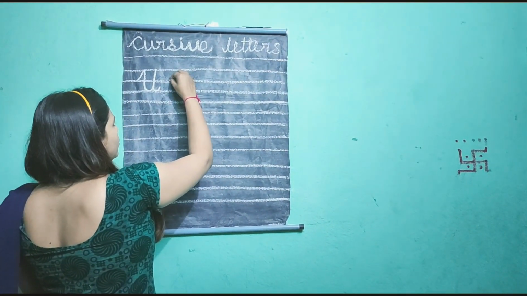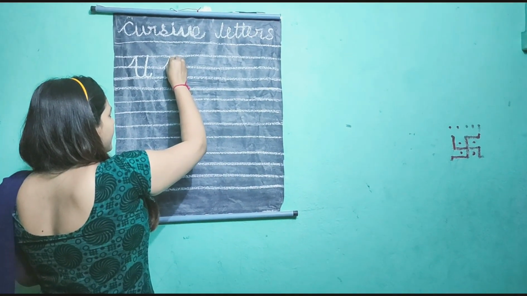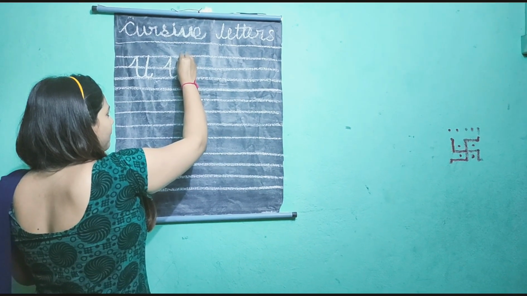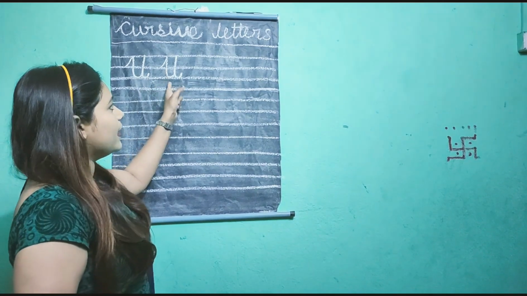Once again I'm showing you, starting from the upper line, go to the middle line, again go to the upper line, then come back with a small curve like this. So this is capital letter U.